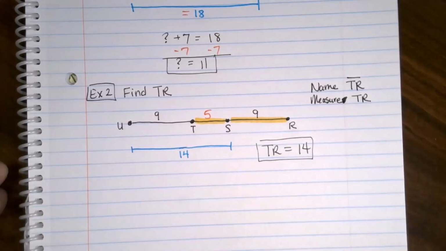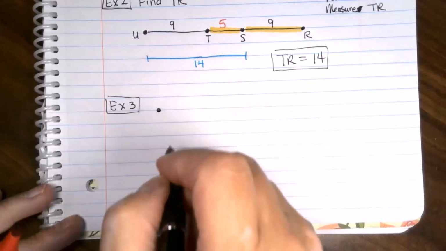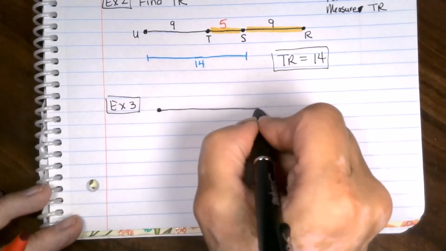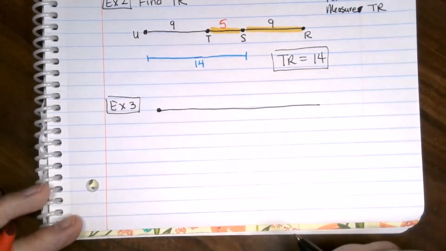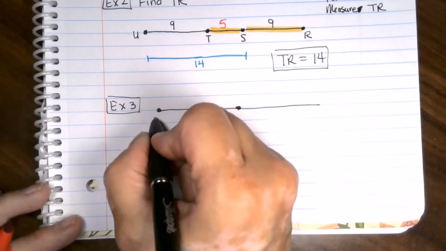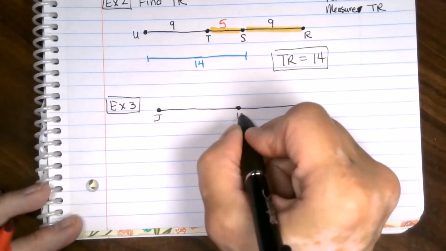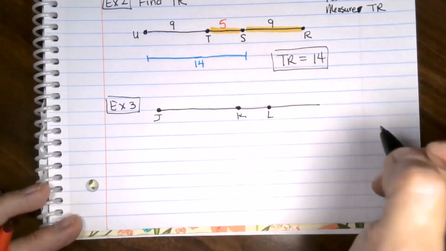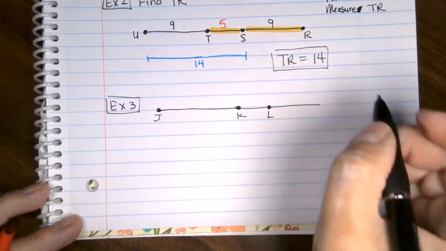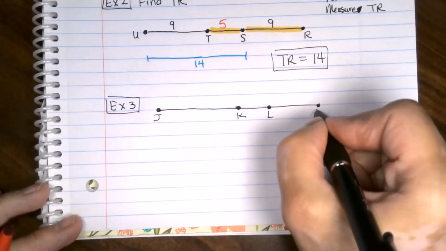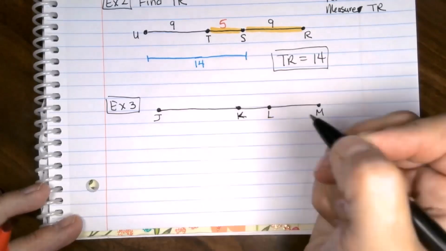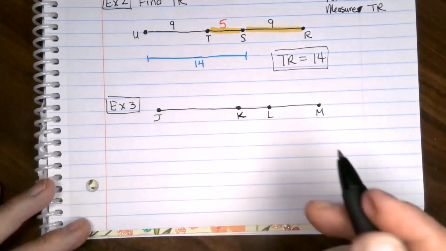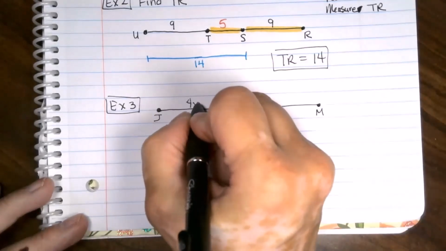All right, example 3. There's a diagram we're going to start with. I'm going to make my line kind of long. I'll put some dots in here. This is J. This is K. Go a little bit and put an L and an M. My K looks funny. All right, the piece between J and K. This is where you're going to see some algebra. This is 4x minus 1.